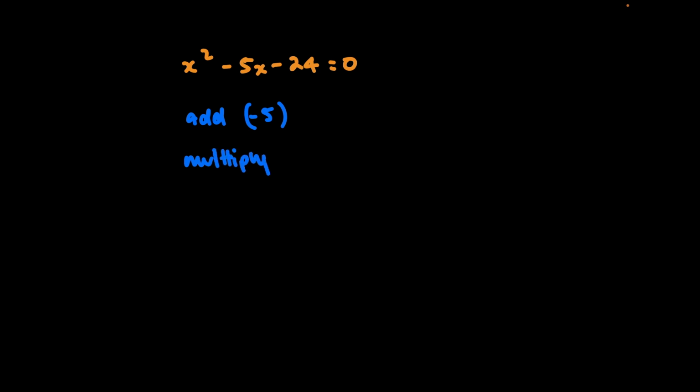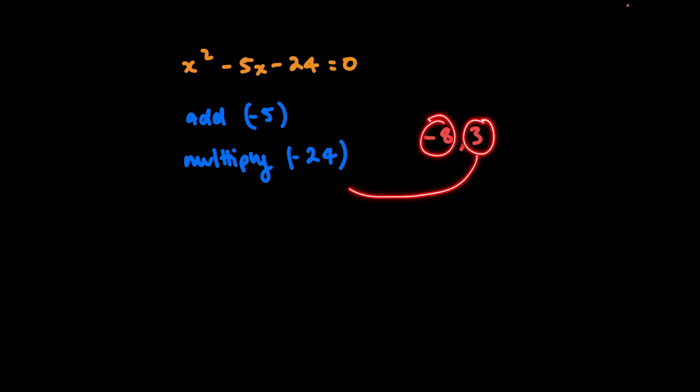One more example. We're going to do x squared minus 5x minus 24 equals 0. Can you think of two numbers which add to minus 5, but multiply to minus 24? This one's a little bit trickier, but the two numbers that I can think of are simply minus 8 and 3. Minus 8 plus 3 is equal to minus 5. Minus 8 times 3 is equal to minus 24.